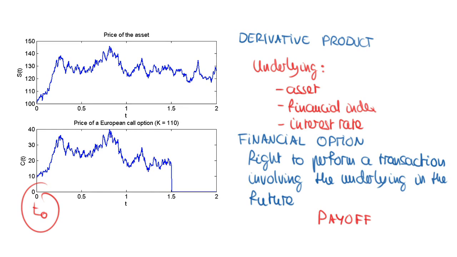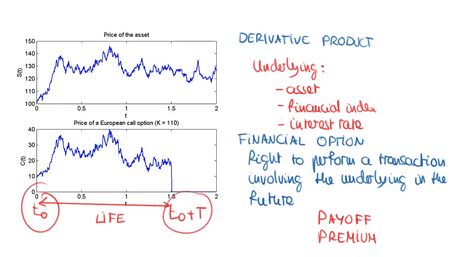The fee paid by the buyer to acquire this right is called the premium of the option. The period during which this right is in force is called the life of the option. The time beyond which this right can no longer be exercised is called the maturity or expiration date of the option. The price of the option changes during the life of the option and is zero beyond maturity.